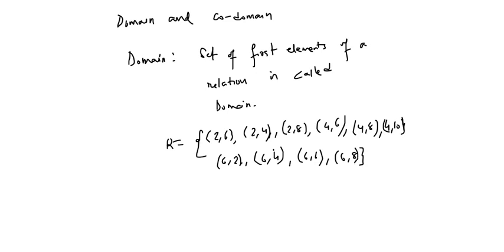So the domain will be all the first elements of this relation. So the first element is 2, again 2, so it will be 2. Then we have 4, 4, so it should be 4. Then we have 6, 6. So this is the domain. So there is another concept, range.